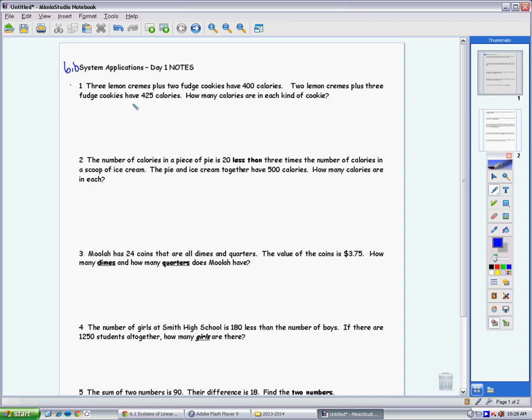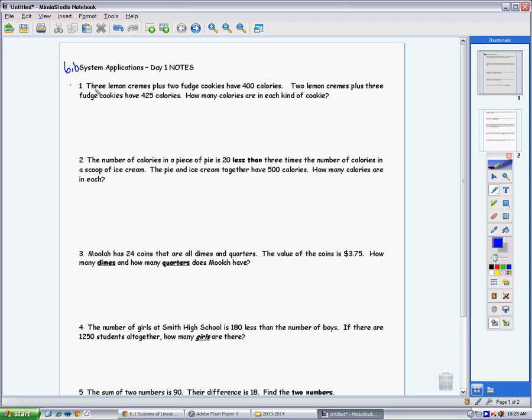So number 1, 3 lemon cream plus 2 fudge cookies have 400 calories. 2 lemon creams plus 3 fudge cookies have 425 calories. So how many calories are in each kind of cookie? Well, our first sentence is stating one of the equations. So we're going to write that out.